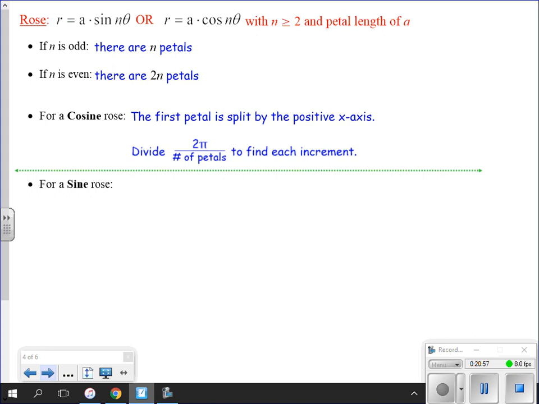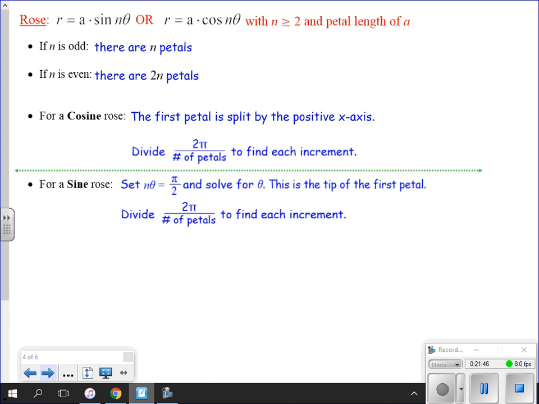You'd be surprised. Okay. For a sine, set n theta equal to pi over 2 and solve for theta. This tells you the tip of the first petal. On the cosine, the tip of the first petal is always on the x-axis straight out from 0. For the sine, it varies depending upon how many petals you have. That will tell you your first angle, and the first one is the hardest one to find. Once you find that first one, the other ones tend to fall into place.